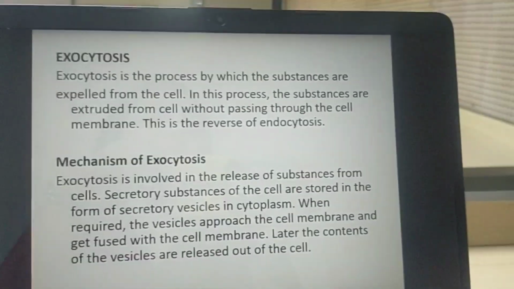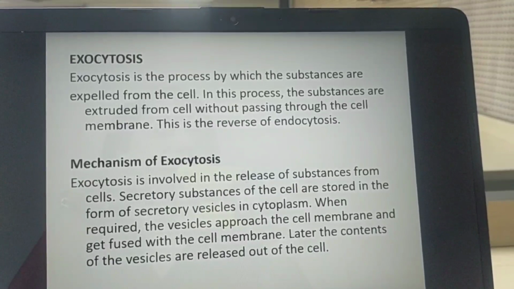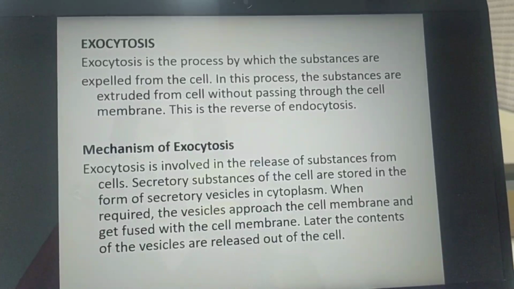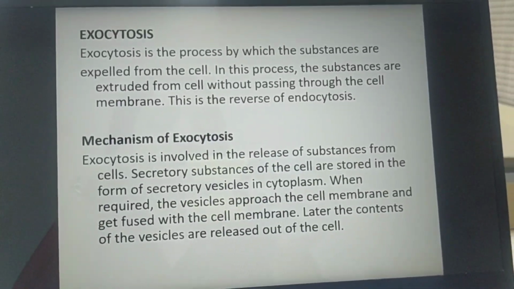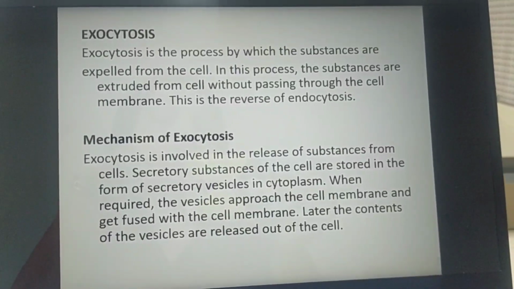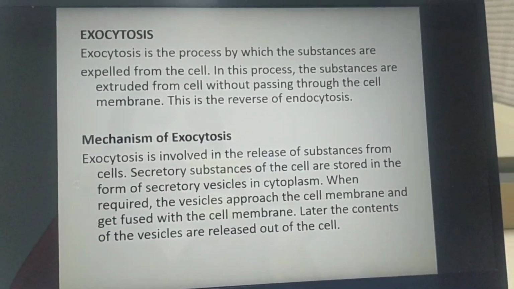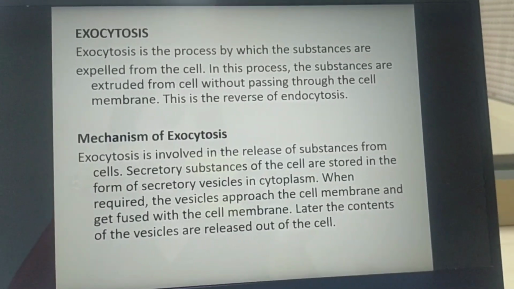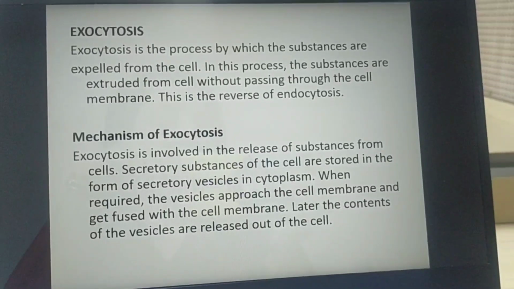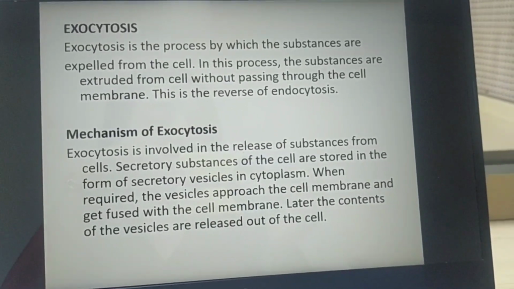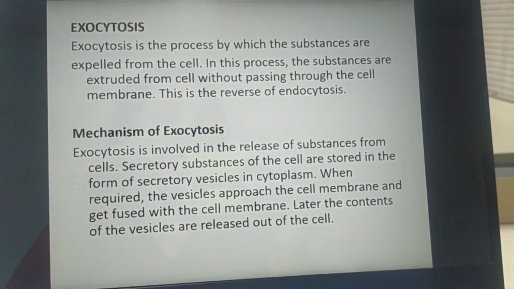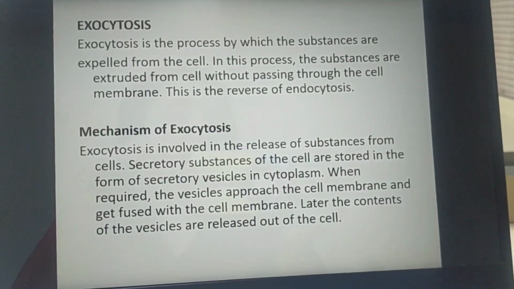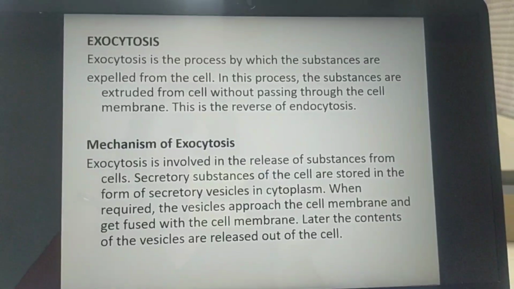Exocytosis. So, exocytosis is a process by which the substances are expelled from the cell. In this process, the substances are extruded from cell without passing through the cell membrane. This is the reverse of endocytosis. How does this mechanism work? So, exocytosis is involved in the release of the substances from cells. Secretory substances of the cell are stored in the form of secretory vesicles in the cytoplasm. When required, the vesicles approach the cell membrane and get fused with the cell membrane. Later, the contents of the vesicles are released out of the cell.